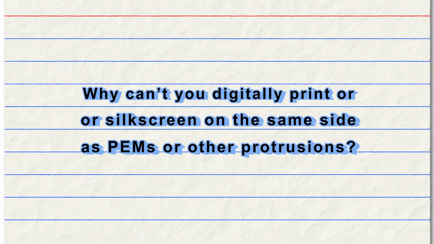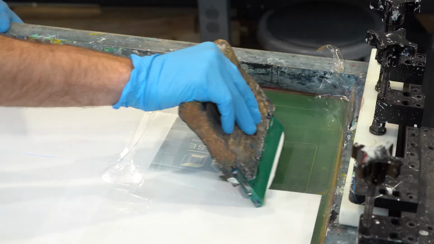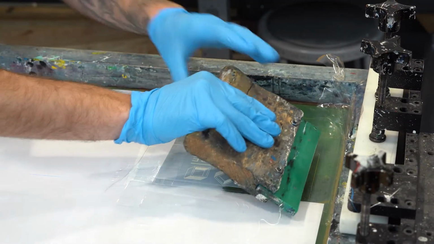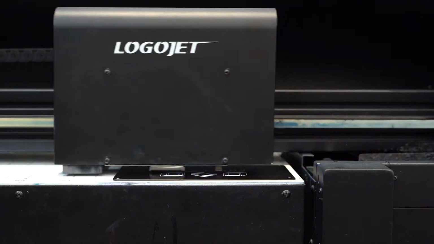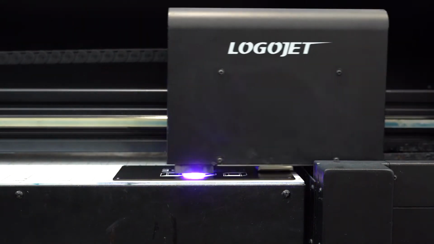Why can't you digitally print or silkscreen on the same side as PEMs and other protrusions? Good question. So in our silkscreen process, we actually use a screen to apply the ink. This screen has to lay flat on the surface of your part in order for the ink to apply in a consistent manner. For digital print, our machine uses a printer head that travels along your part at a very close distance to the surface of your part. So if you have any protrusions like a bend or a PEM or anything like that, the printer head can risk crashing into it and causing some pretty good damage.